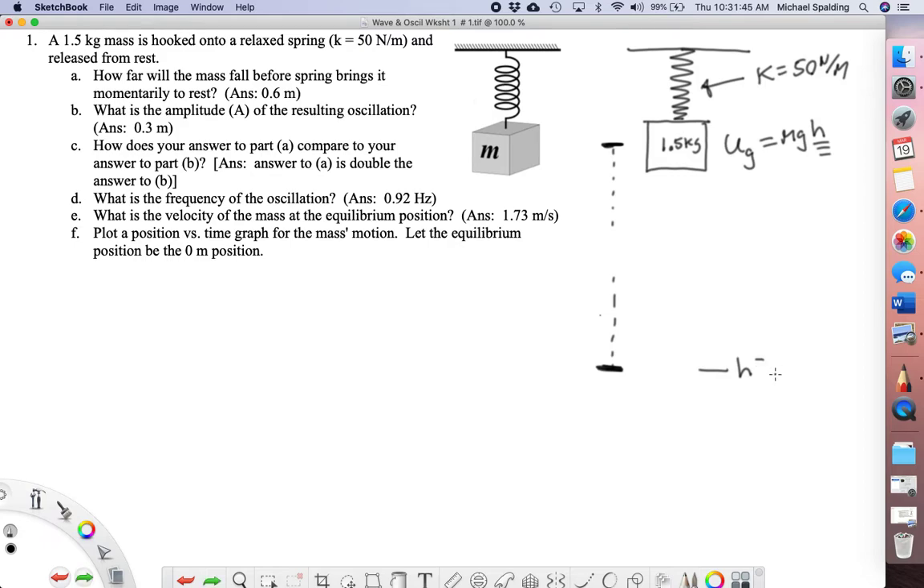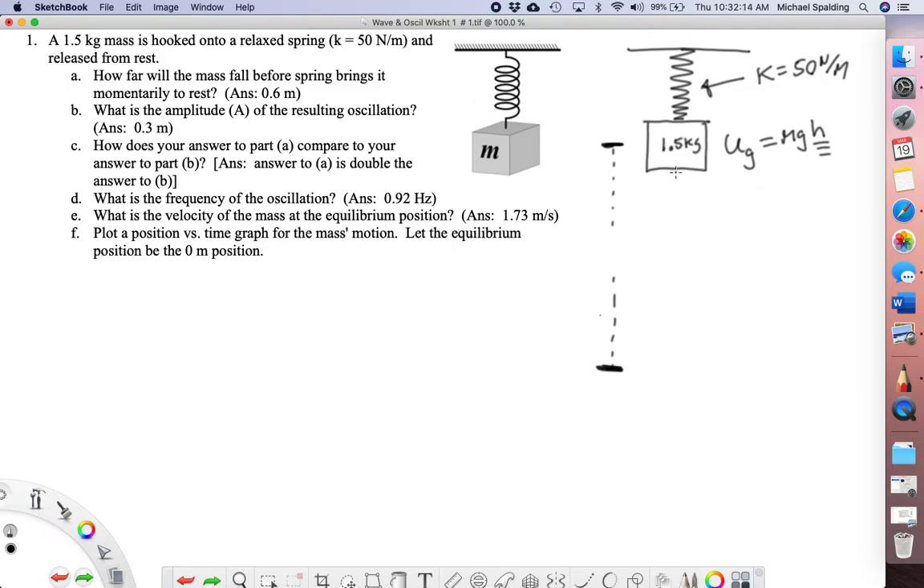There's no other energies up here. At the highest point where the mass starts, there is no potential of spring. The reason for that is that this spring is fully relaxed. It's not stretched and it's not compressed. And kinetic energy is also 0 because the mass has no velocity. So the only energy we start with at the top is potential of gravity.